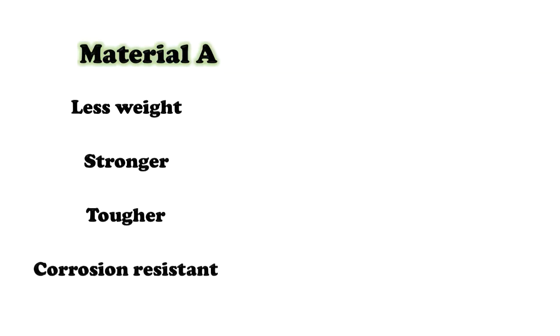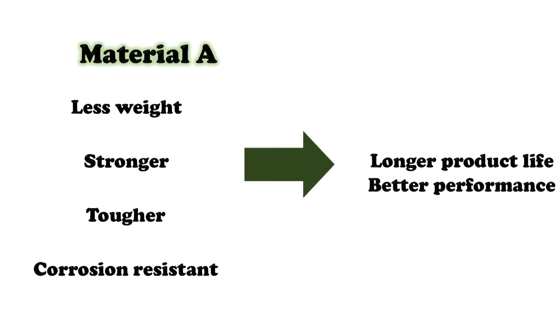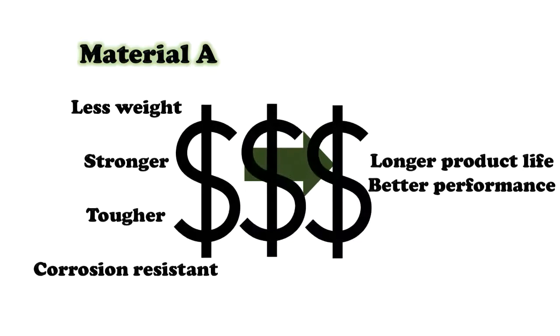So, what have we learned so far? That this material has less weight than the others, also that its strength and toughness are pretty good, and finally that it doesn't corrode with environmental conditions. At the end, this means that the products made with material A will perform better and even have a longer product life. This will be reflected in more money.